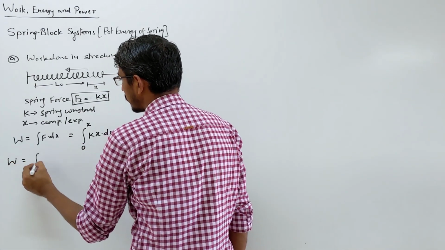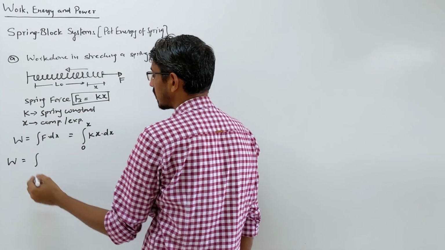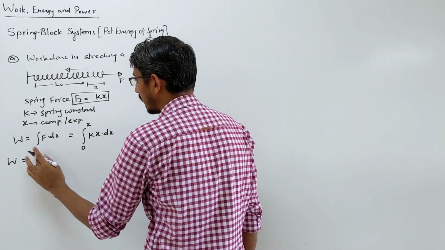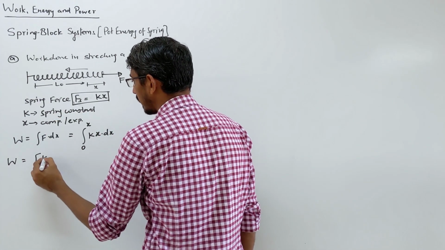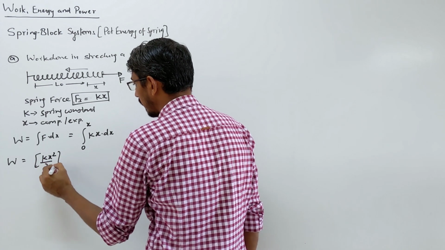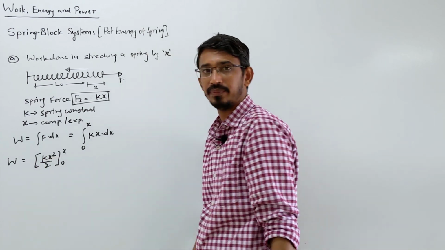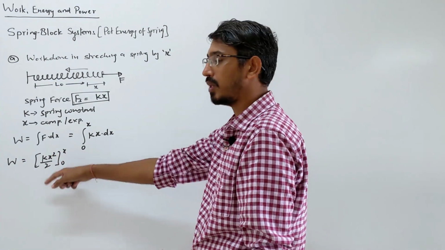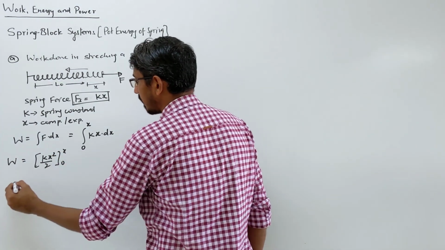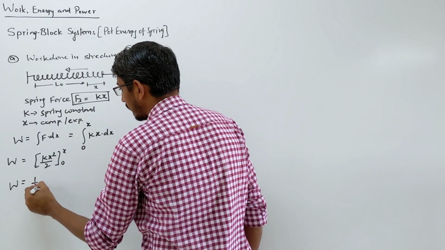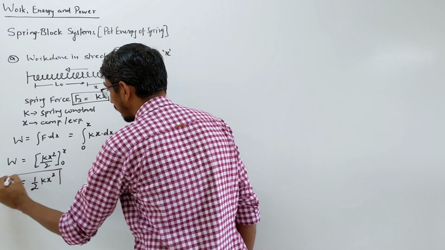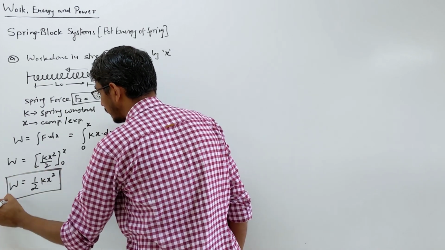When you integrate this, the work done will be equal to the integral of kx dx. K is constant, x dx becomes x square by 2, so kx square by 2, with limits 0 to X. When you put x, the same answer comes. When you put 0, everything is 0. So the work done will be simply equal to half kx square. A very important formula.